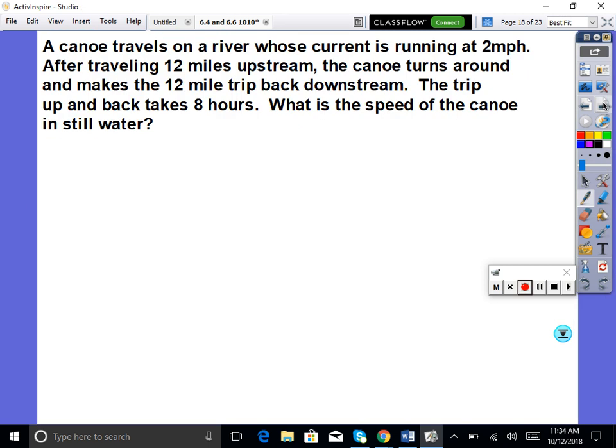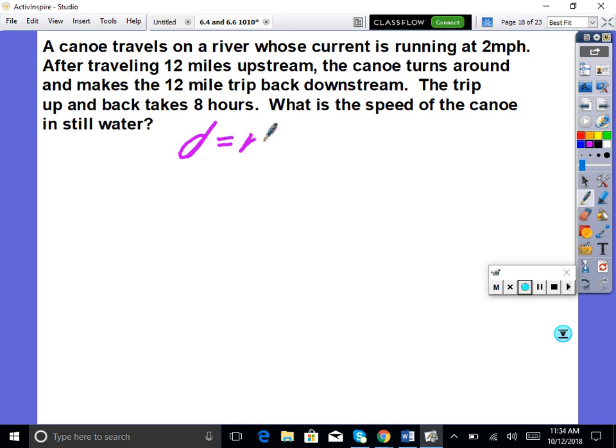Okay, a canoe travels on a river whose current is running at 2 miles an hour. After traveling 12 miles upstream, the canoe turns around and makes a 12-mile trip back downstream. The trip up and back takes a total of 8 hours. What is the speed of the canoe in still water?